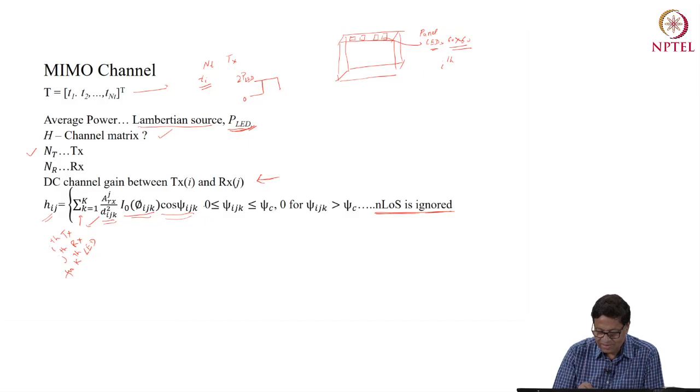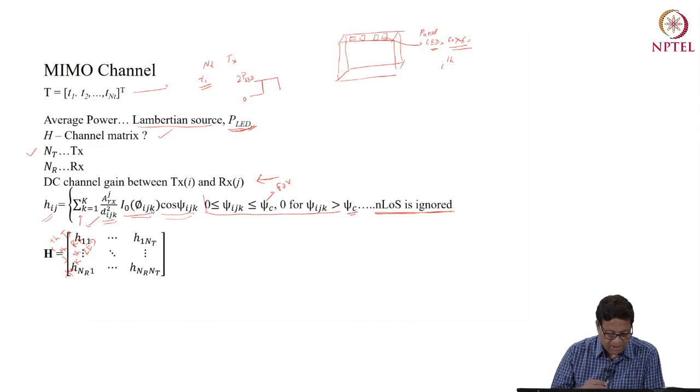And these are the conditions. It will give some value as long as it is between 0 and that FOV. This is FOV. And this will give you 0 when it is greater than FOV. Psi C is the FOV. And again here I have not included optical filter gain and concentrator gain, assuming they are all 1. So it does not change actually the theory. So I'm assuming those to be 1.